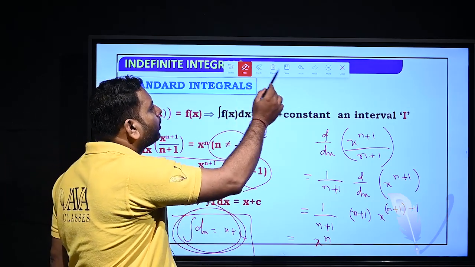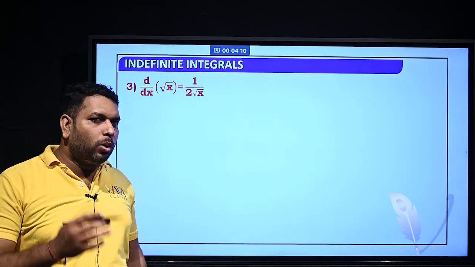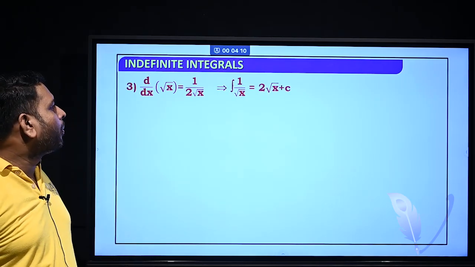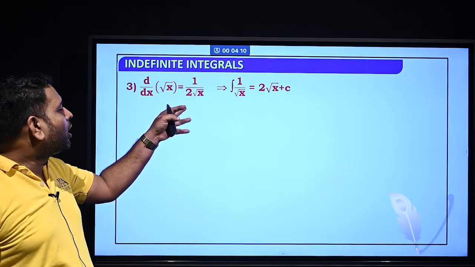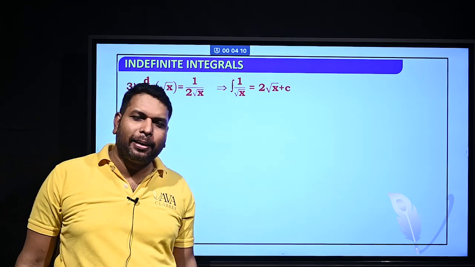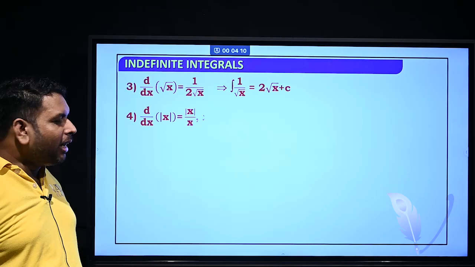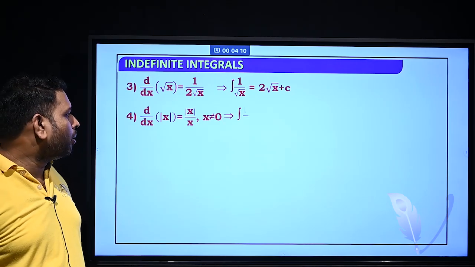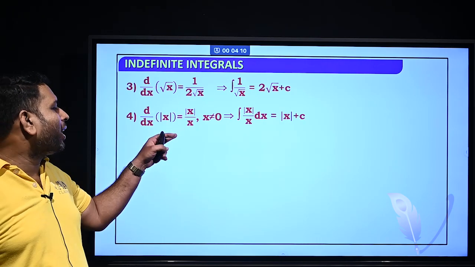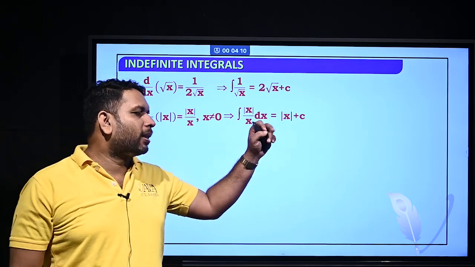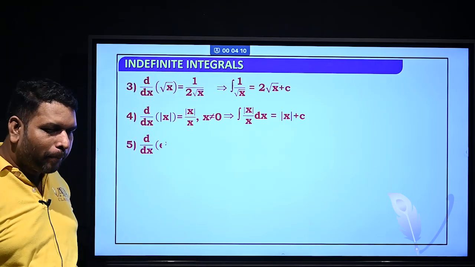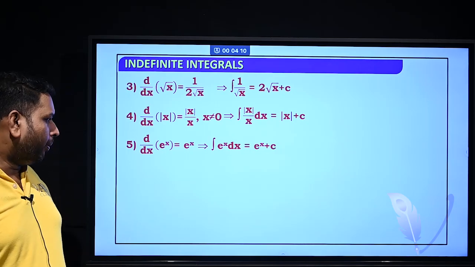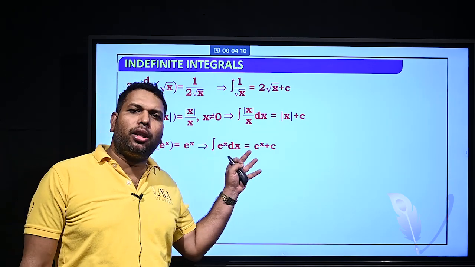Okay, clear. d by dx of root x is 1 by 2 root x. You already know that formula. So the integral of 1 by root x is 2 root x plus c. d by dx of mod x is mod x by x, x not equal to 0. So the integral of mod x by x dx equals mod x plus c. The derivative of e^x is e^x, so the integral of e^x dx equals e^x plus c.